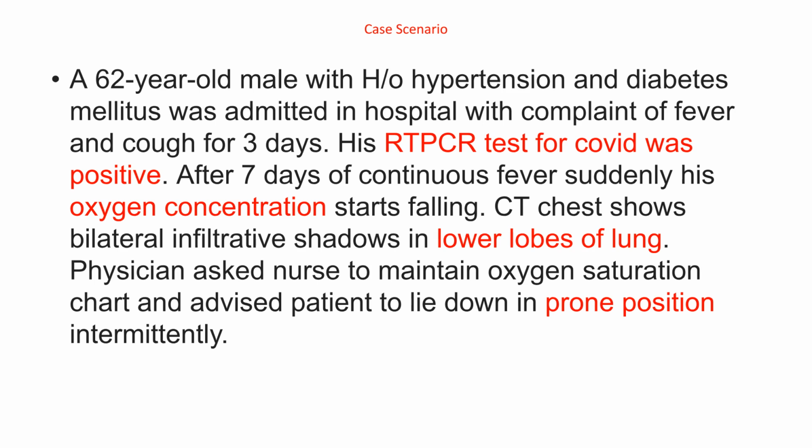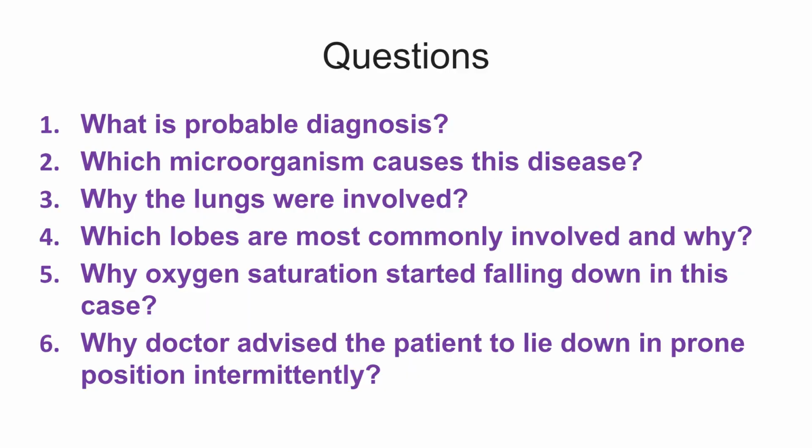Let's revisit the case scenario of the 62-year-old male with COVID, falling oxygen saturation, and bilateral infiltrative shadows in the lower lung lobes. The physician advised prone positioning. Here are the questions raised by the case. What is the diagnosis? The causative microorganism. Why were the lungs involved? Which lobes were involved and why? Why did oxygen saturation fall? And why the prone position advice?